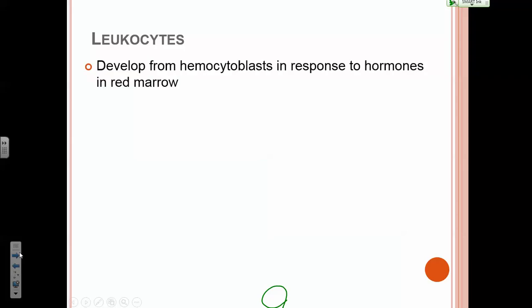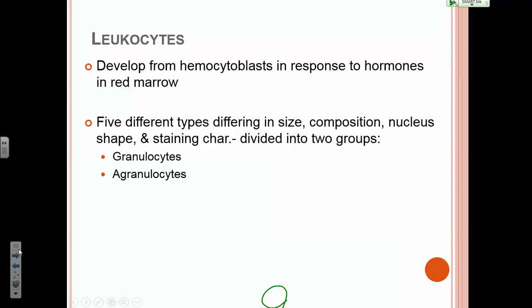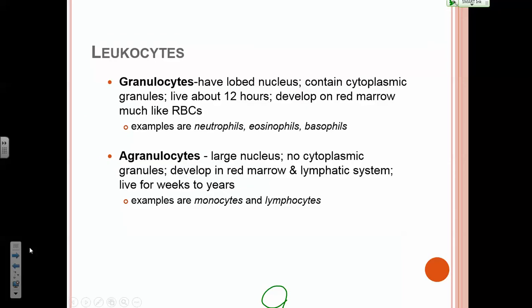But they also develop from those same hemocytoblasts in response to different hormones, and thank goodness you're not going to have to name any of those. But there's different kinds. We're going to look at 5 different types, but they can be lumped into 2 groups, either granulocytes or agranulocytes. So one of them has cytoplasmic granules, one type does not. A means without.